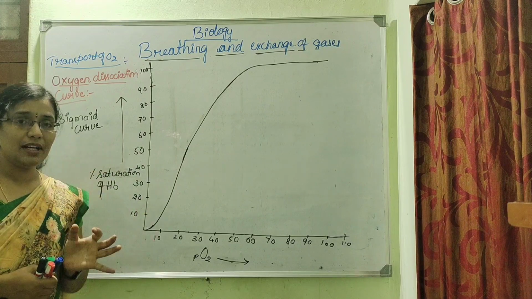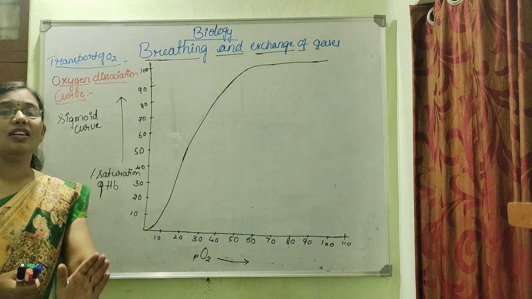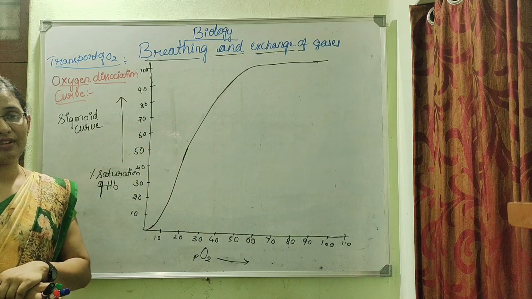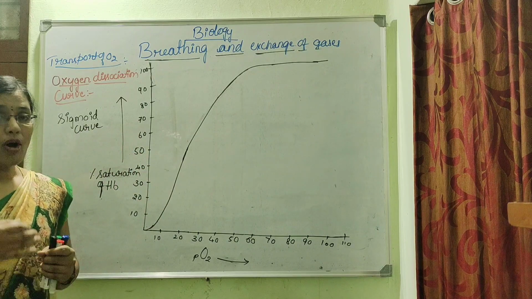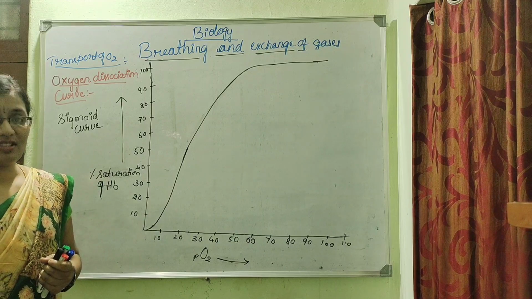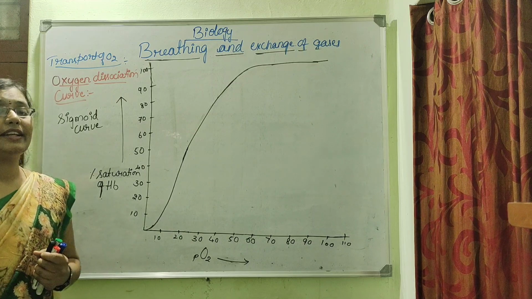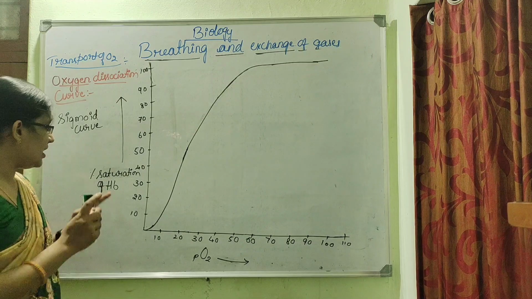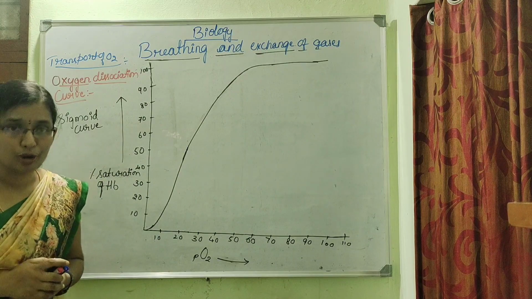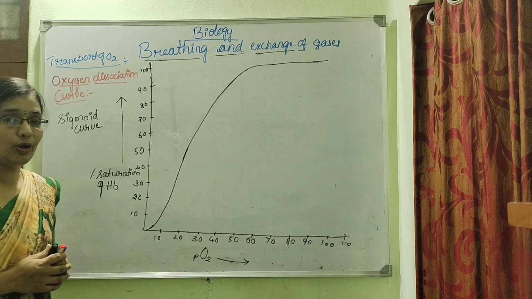It is nothing but the percentage of hemoglobin bound to oxygen molecules. That is, how much percentage of hemoglobin is bound to the oxygen, that is called the percentage saturation of hemoglobin.